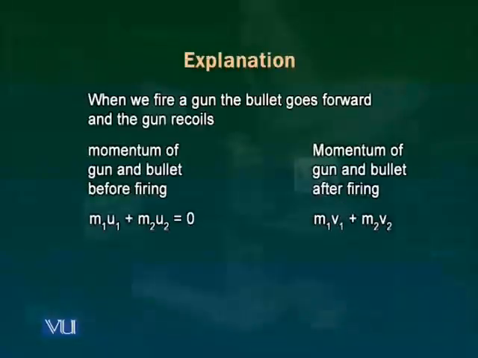Therefore, the net momentum, of course, has to be zero because u1 is 0 and u2 is 0. Because both are at rest, m1u1 plus m2u2 has to be equal to 0. What is the momentum after I have fired it?